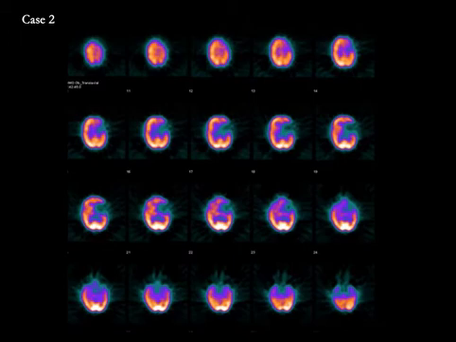Case number 2 shows an abnormal brain SPECT where on the transaxial images, as we go from superior to inferior, we find that there is a large perfusion defect in the left MCA territory from a prior left MCA infarct. So that's how an infarct would look like on a brain SPECT.